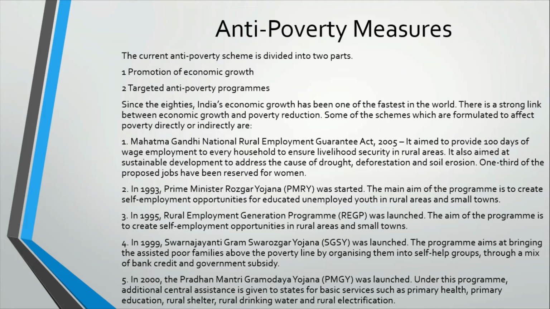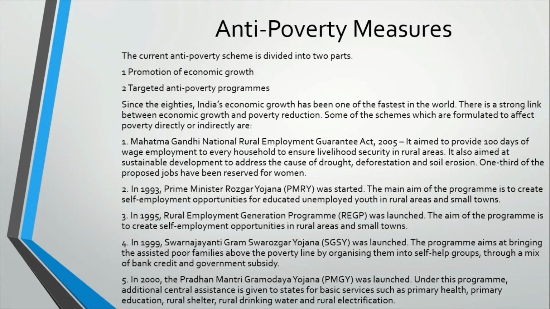Some of the schemes which are formulated to affect poverty directly or indirectly are the Mahatma Gandhi National Rural Employment Guarantee Act in 2005. It aimed to provide 100 days of wage employment to every household to ensure livelihood security in rural areas. It also aimed at sustainable development to address the cause of drought, deforestation and soil erosion. One-third of the proposed jobs have been reserved for women.